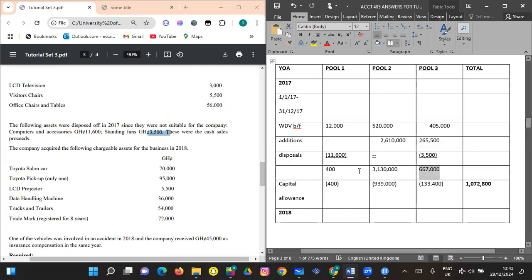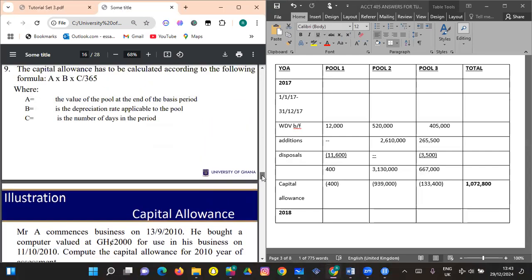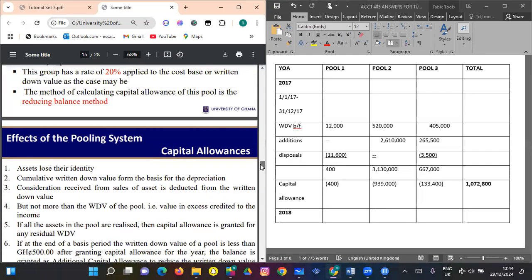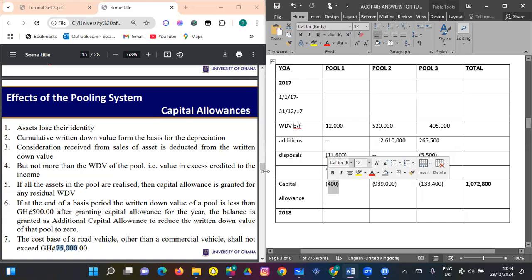Remember, the law was saying that in the case where the written down value in the pool is less than 500 after granting capital allowance, the balance is granted as additional capital allowance. So here, the written down value is left with 400, right? We grant all of it as capital allowance.